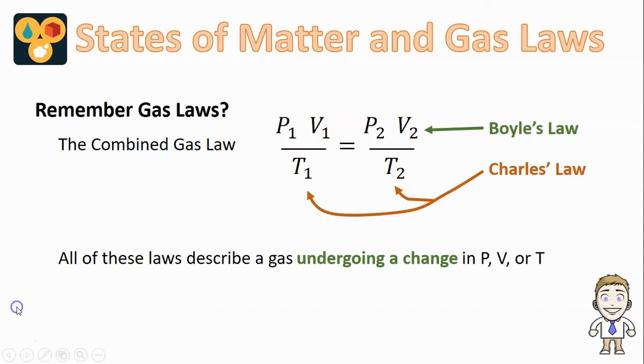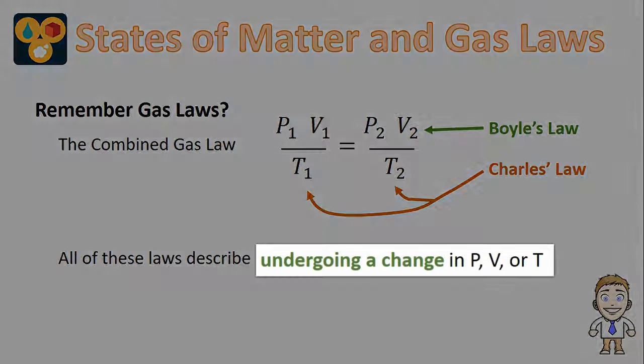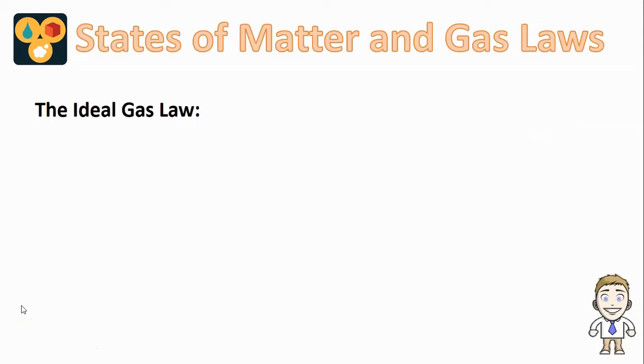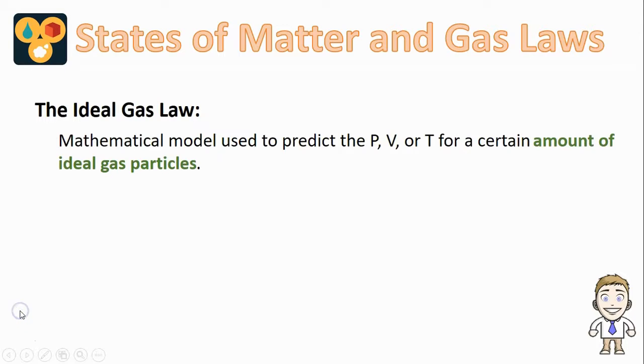Now what's extra important about all three of these gas laws is that they all describe a gas that's undergoing a change. That's the reason we have these subscripts of 1 and 2, right? These are your initial conditions and your final conditions. In this video, we'll introduce a new gas law that will show you not all gas laws have to work this way. The gas law we're talking about is called the ideal gas law. This is not about a gas undergoing some sort of a change.